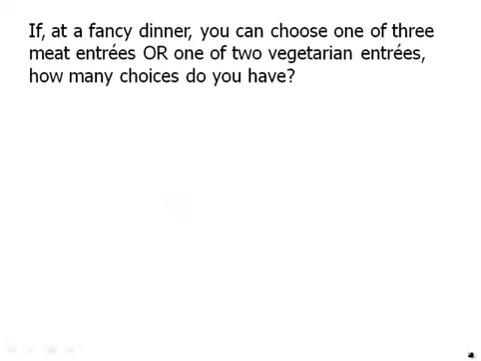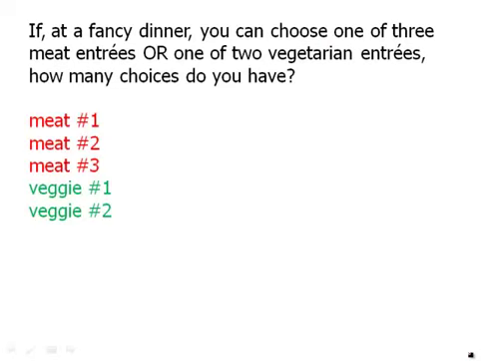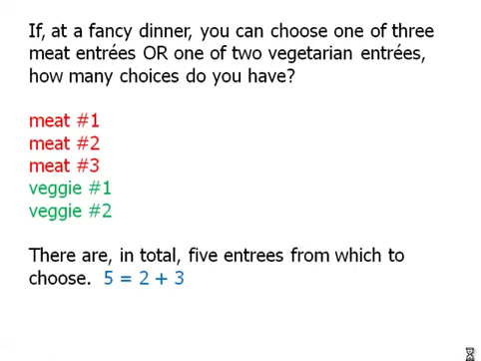If at a fancy dinner you could choose one of 3 meat entrees or one of 2 vegetarian entrees, how many choices of entree would you have? Well, these are the entrees, so you could have any of the 3 meats or any of the 2 veggies. So altogether, we have 5 choices. 2 plus 3 equals 5. So the or meant that we add the 2 and the 3.